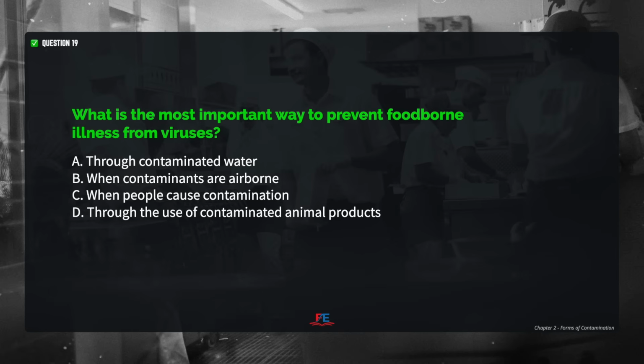Personal hygiene is the gold standard for virus control. Viruses are transferred by people, not by time or temperature. One sick employee who didn't wash their hands after the bathroom can infect a whole tray of sandwiches.